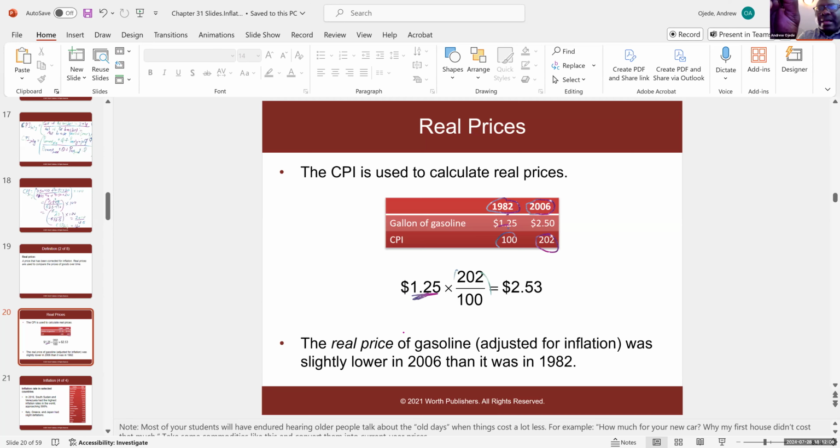So this 2.53 is actually the price of gasoline corrected for inflation. That means 2.5, which is the actual price of gasoline you're paying at the pump, was not corrected for inflation. If you correct for inflation, it would be 2.53. So the real price of gasoline adjusted for inflation was slightly higher, not lower. This should be higher in 2006 than it was in 1982. Like when you think about it, no, it should be lower. Yeah, that's right, because we are correcting for inflation. Okay.